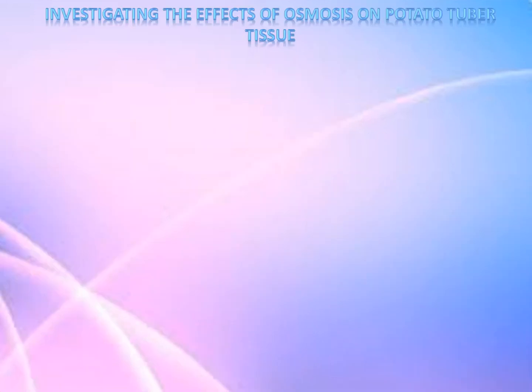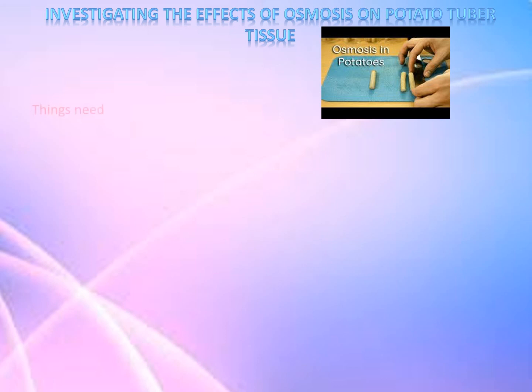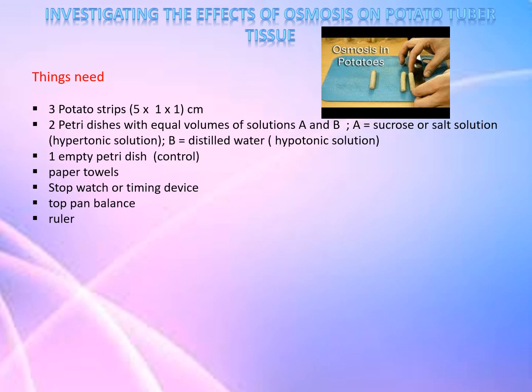Investigating the effects of osmosis on potato tuber tissues. Now we will see the picture, osmosis in potatoes. First we will see what things we need for this experiment. We need 3 potato stripes and 2 petri dishes and 2 solutions of equal volume: A, sucrose or salt solution, and B, distilled water. We need an empty dish for control, and paper towels, a stopwatch or any timing device, a top pan balance and a ruler.